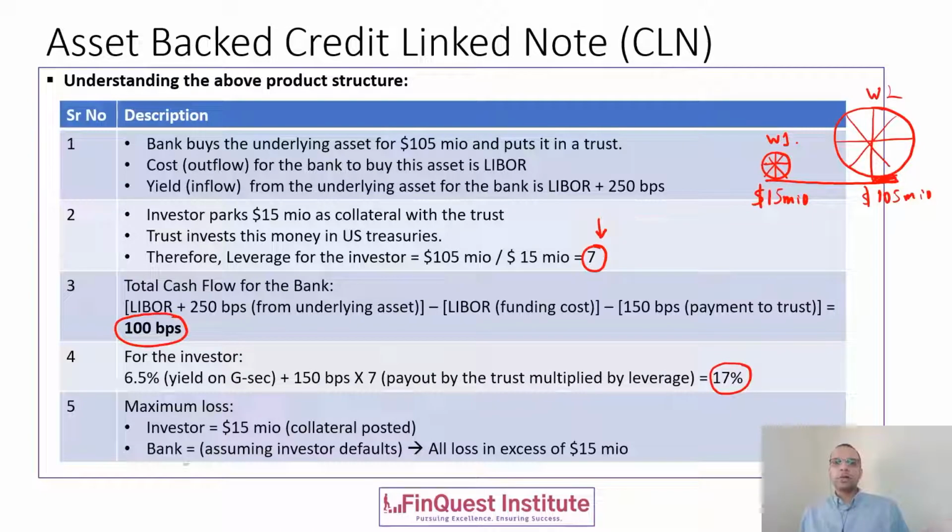Now, it's also beneficial to understand from a loss perspective what is the maximum loss which the counterparties will be exposed to. So for an investor, the maximum loss is just $15 million, which is the collateral which the investor has pledged. Whereas for the bank, assuming that the investor defaults, it will be any loss which exceeds the collateral, which is anything in excess of $15 million. That loss is something which the bank will be exposed to. And that is precisely the risk which the bank is carrying. And because of this risk, the bank has to be compensated, which we show by this 100 basis point payment which is paid to the bank.